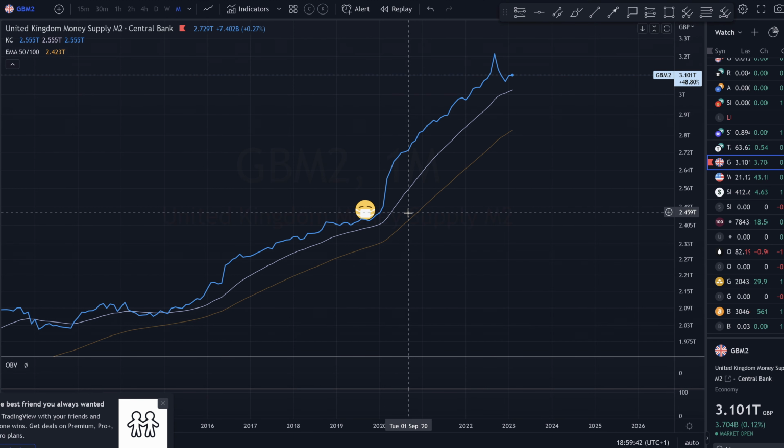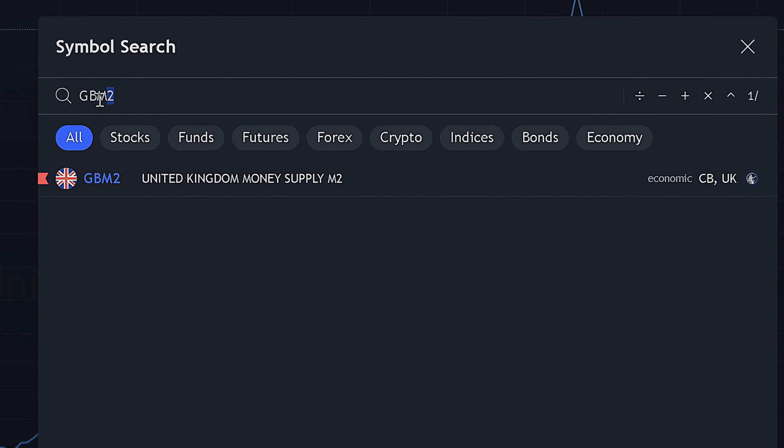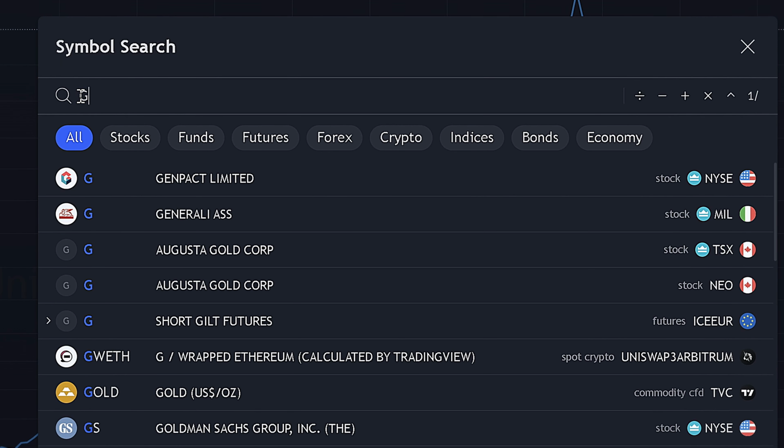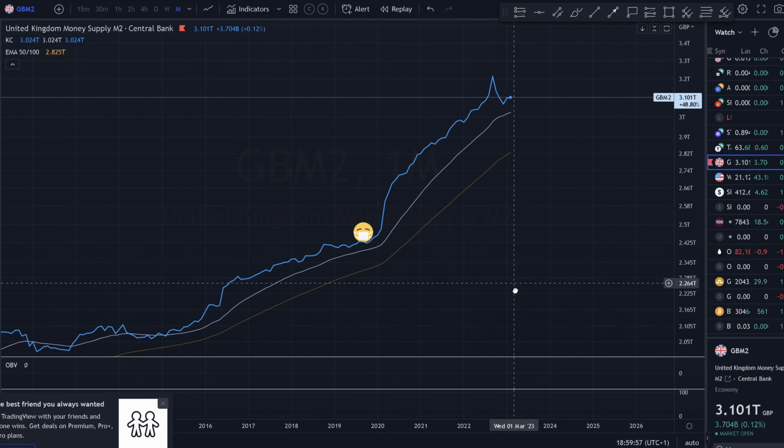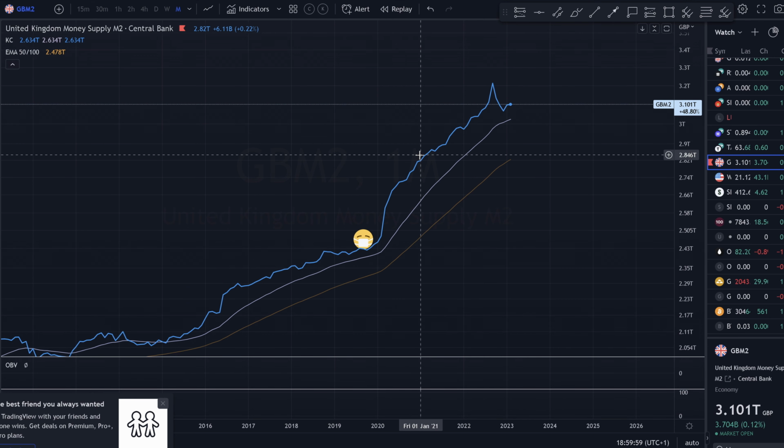Okay, so as you can see on the chart here, I've got the Great British Pounds M2 money supply, and you get to this by going up to the search and typing in GBM2. You can see it here, UK money supply. I've marked off where the pandemic was, and you can see this huge parabolic move that happened with all the money that was being pumped into the system, with all the furlough and everything that was QE pumped into the system to keep the economy going whilst they shut us all down.